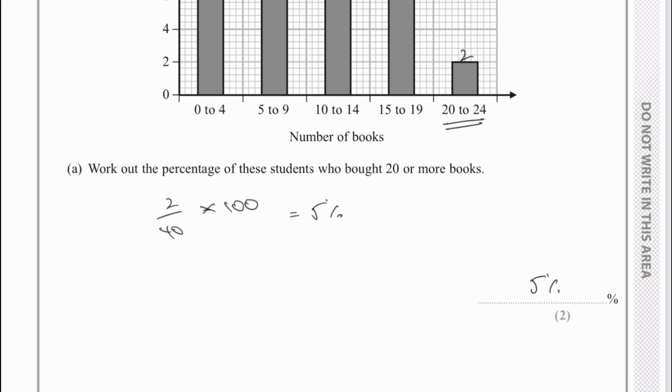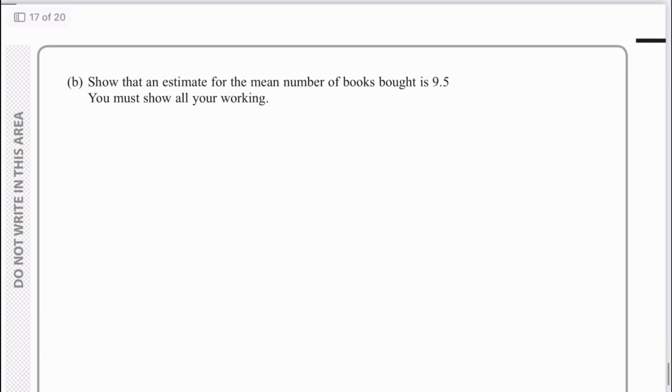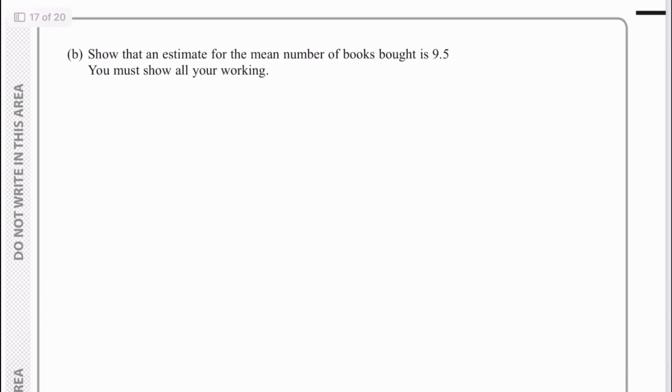Okay, now part B is a little bit trickier because we're going to work out an estimate for the average number of books, the mean number of books. Well, the mean is equal to the total divided by the number. Now we do know the number is going to be 40 because there's actually 40 students. But what we've got to do is work out the total number of books.